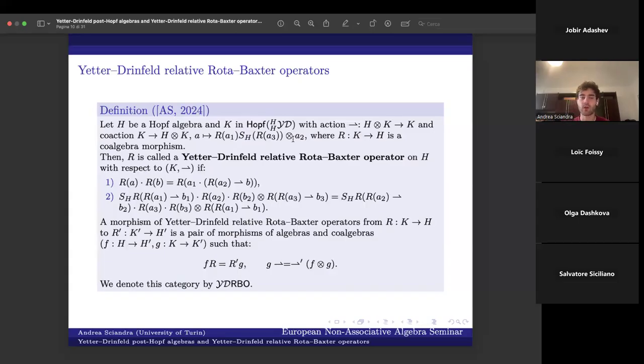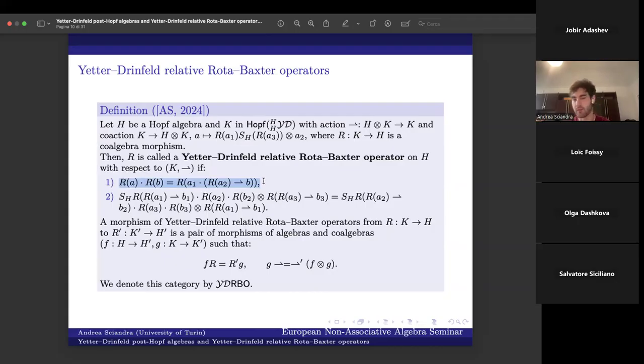So this R is called a Drinfeld relative Rota-Baxter operator if these two conditions are satisfied. The first one is exactly the one that is also assumed by Sheng and Tang in their definition of a relative Rota-Baxter operator.